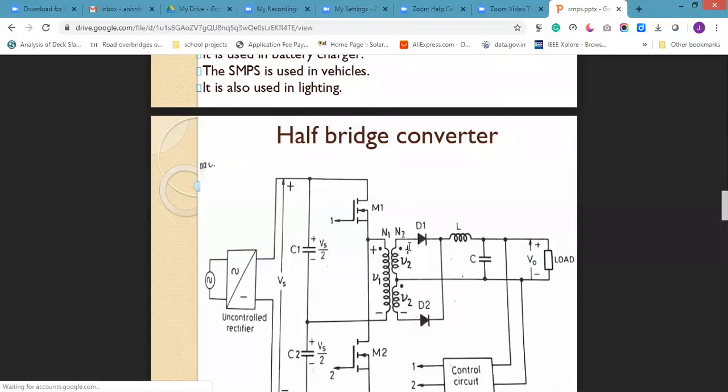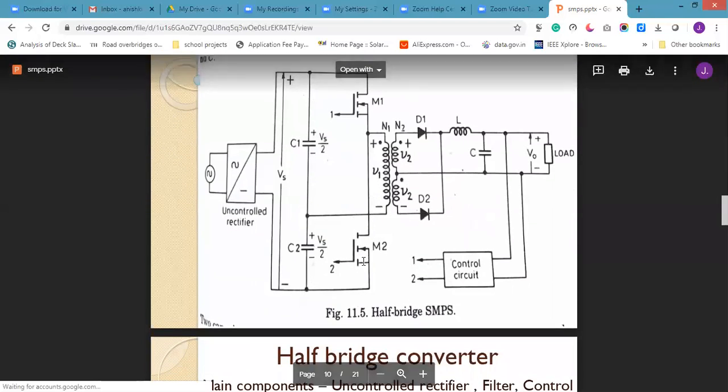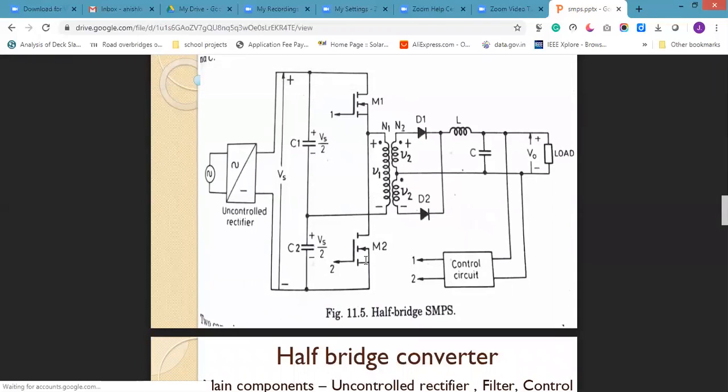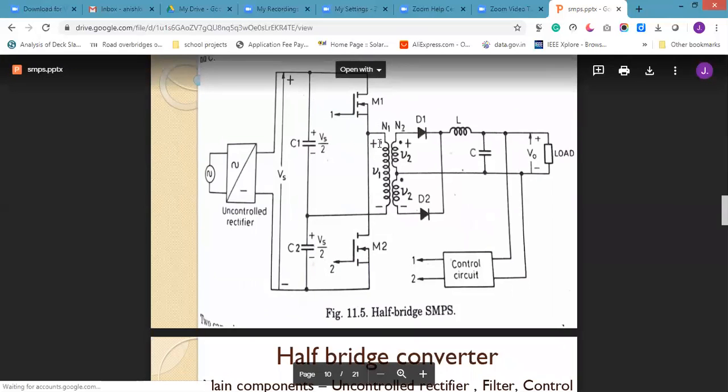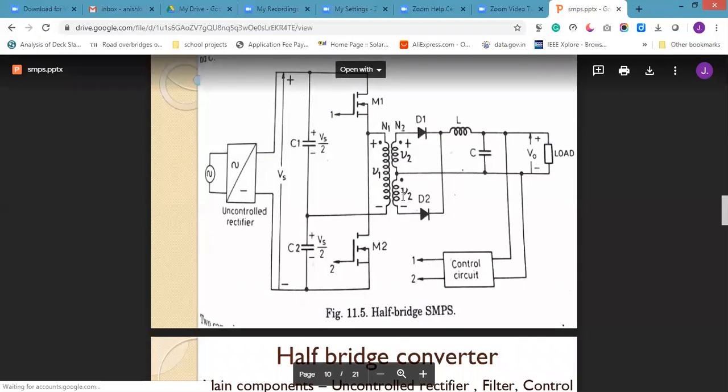Now the current will flow from positive through the diode and filter, and go to the load. Now you turn on the switch M2. When the switch M2 is turned on, the current will flow from plus, come here, go through M2, and come to negative. So the primary polarity gets changed: the top will be minus and the bottom will be plus. So the secondary voltage here will be minus and here plus.